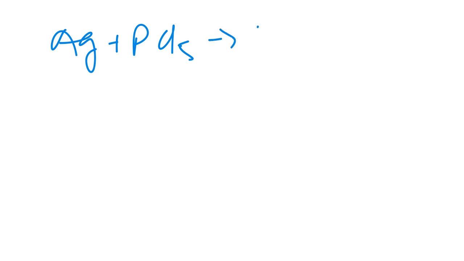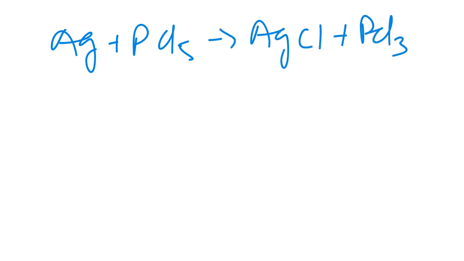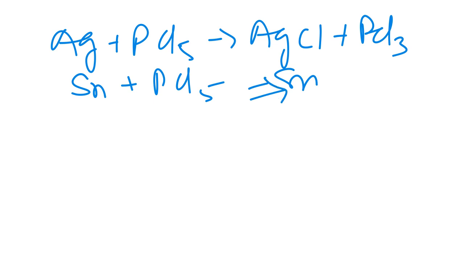Now let us know the other property. PCl5 reacts with finely divided metals like Ag. It reacts with PCl5 and form AgCl plus PCl3. Similarly, it can react with tin to form tin chloride and PCl3.